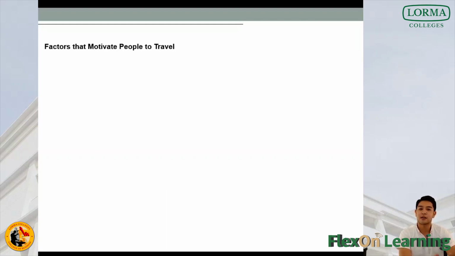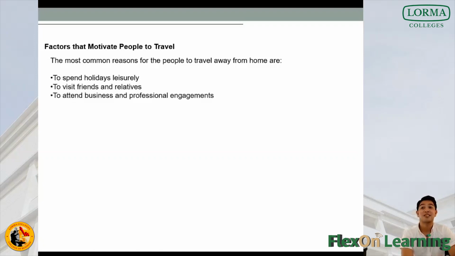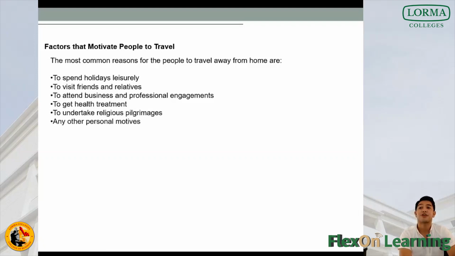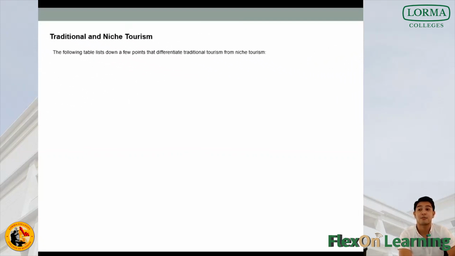There are factors that motivate people to travel. The most common reasons for people to travel away from home are: first, they spend holidays, they visit friends or relatives, they attend business and professional engagements, to get health treatment, to undertake religious pilgrimage, and other personal motives.